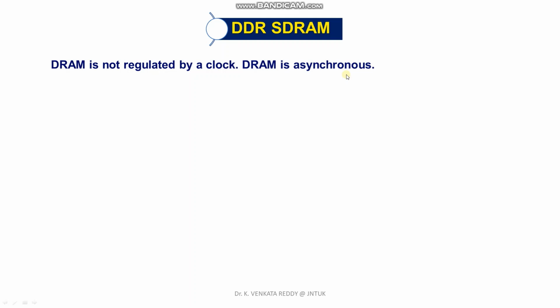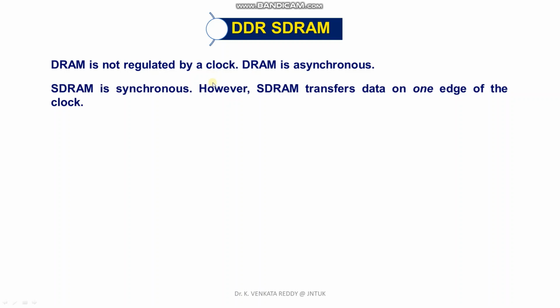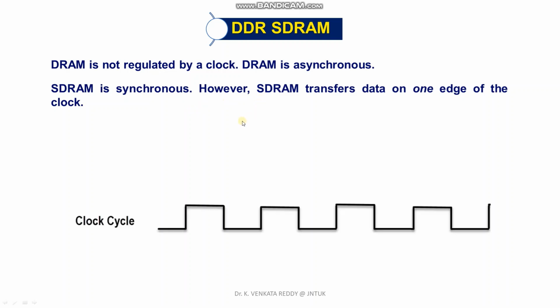The processor performs operations based on a reference clock. Hence, the memories that are connected with the processor must be synchronous. So, in the year 1993, the dynamic RAMs were made synchronous and synchronous dynamic RAMs, SDRAMs, were developed. However, the SDRAMs transfer the data only on one edge of the clock.